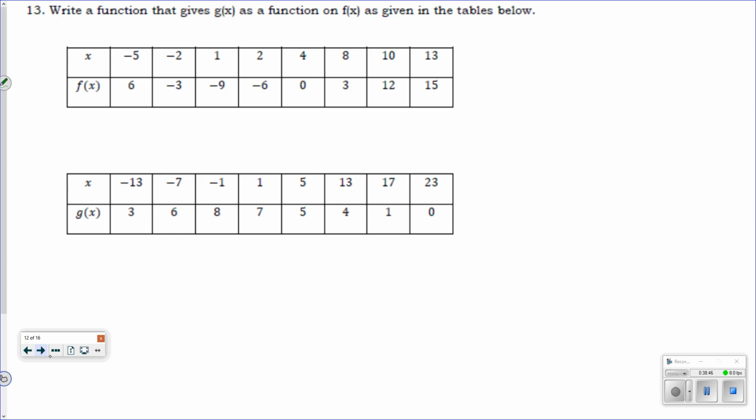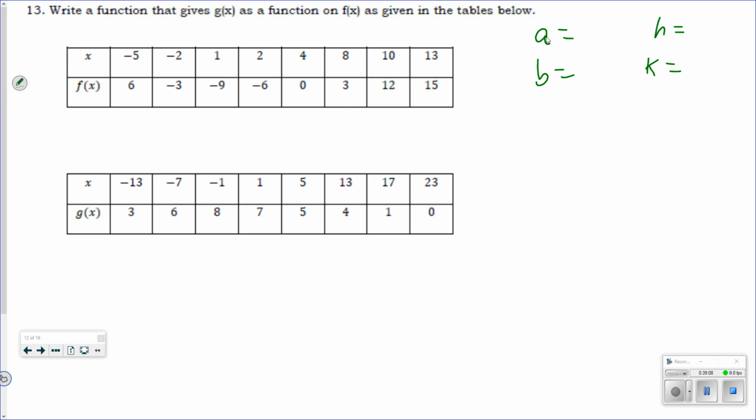All right, write a function that gives g of x as a function of f of x. Get it in the tables below. All right, so for this one, remember, I want to figure out a, b, h, and k. It doesn't matter what you start with. Let's start with the x's.